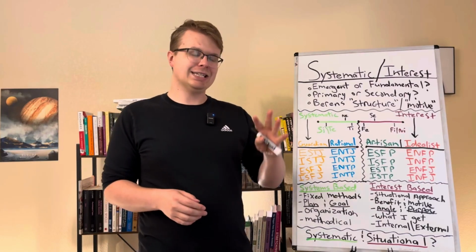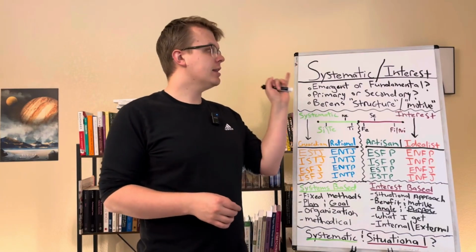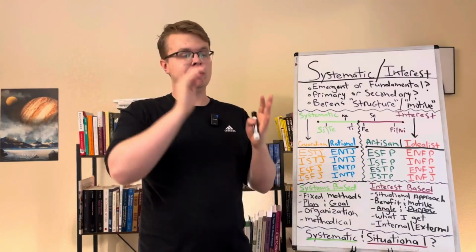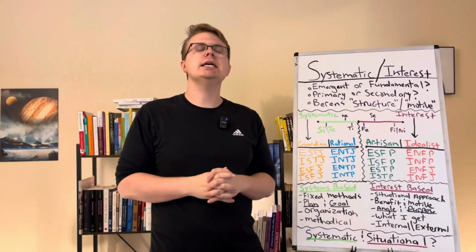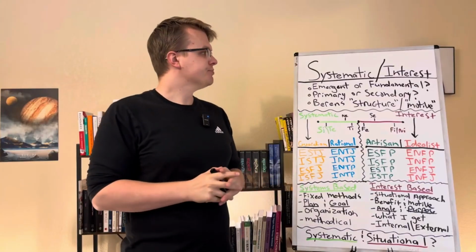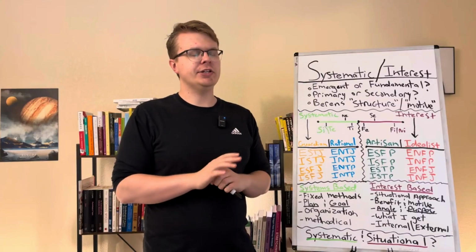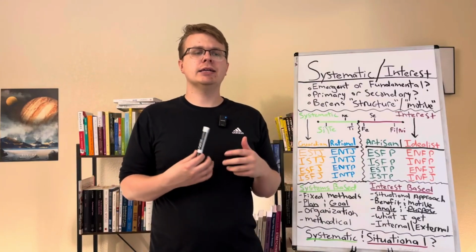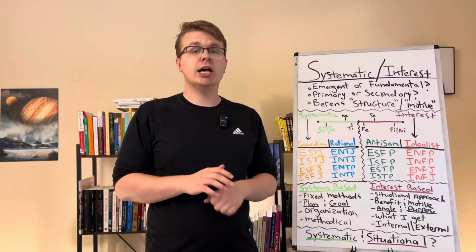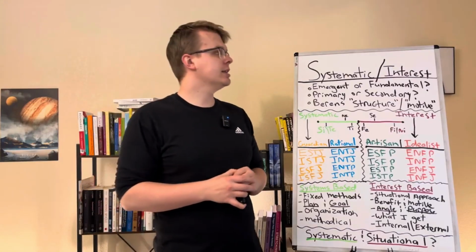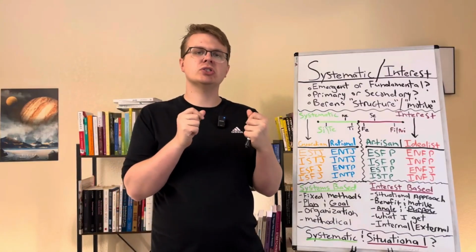Today we're talking about the next of the typing vectors, that of systematic versus interest. We have this one and then we have the last one, outcome and progression. Now, admittedly I have been procrastinating on this video because I have a challenging relationship with this vector.